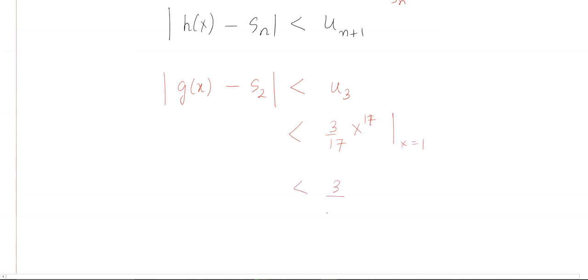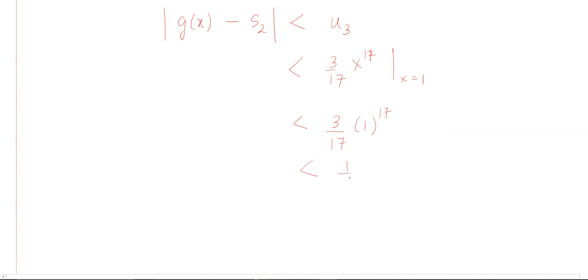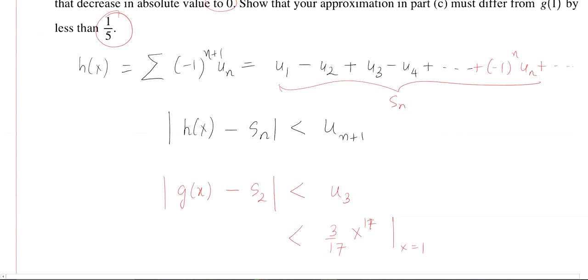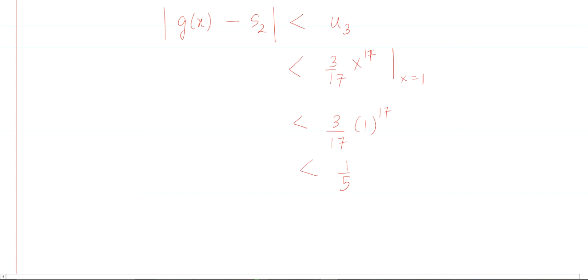So this is less than 3 over 17 times 1 to the power 17. And we know that 3 over 17 is obviously less than 1 over 5. And so the approximation was better than 1 over 5. All right, so that's the end of that problem.